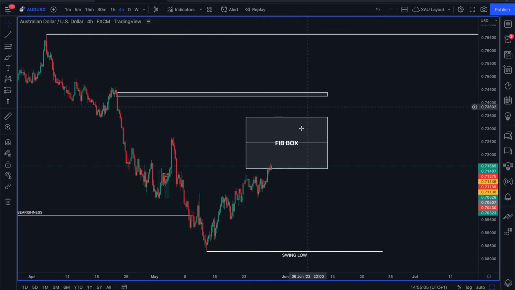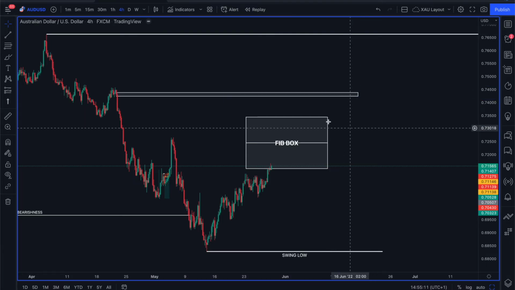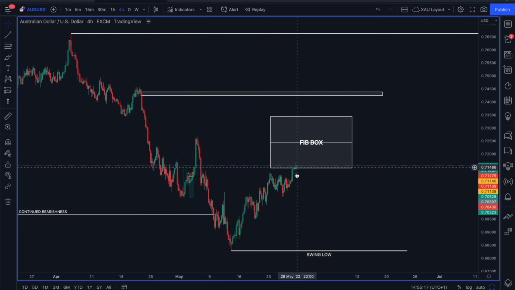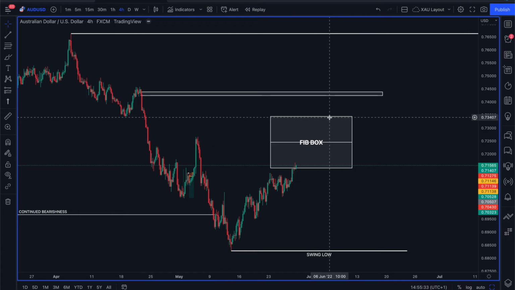So I have highlighted two areas. We've got our fib box, and then we've got a point of interest as well that I've found that has been left unmitigated. This is the last buy before a heavy sell-off, as we can see here. Now, price is approaching and has tapped into the fib box. So we have the 38.2, which is this line, we have the 50, and then the 61.8 here.